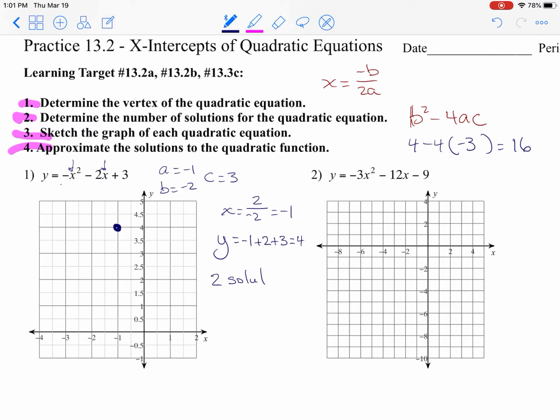Since that's a positive number, we know that we're going to have 2 solutions. If it had been 0, there would be 1 solution. If it had been a negative number, there would be no real solution. So we know we have 2 real solutions.